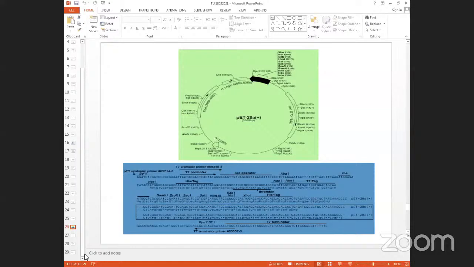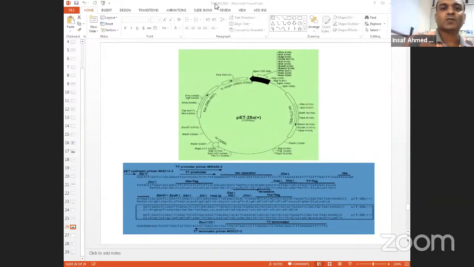As you know, we have to design two primers. One is the forward primer and another is the reverse primer. So how will we design the forward and reverse primers? If you want to design the forward and reverse primers, I will take you a little bit to this board. I hope all of you are able to see the board. So here, this is your gene of interest. Are you able to see or not?